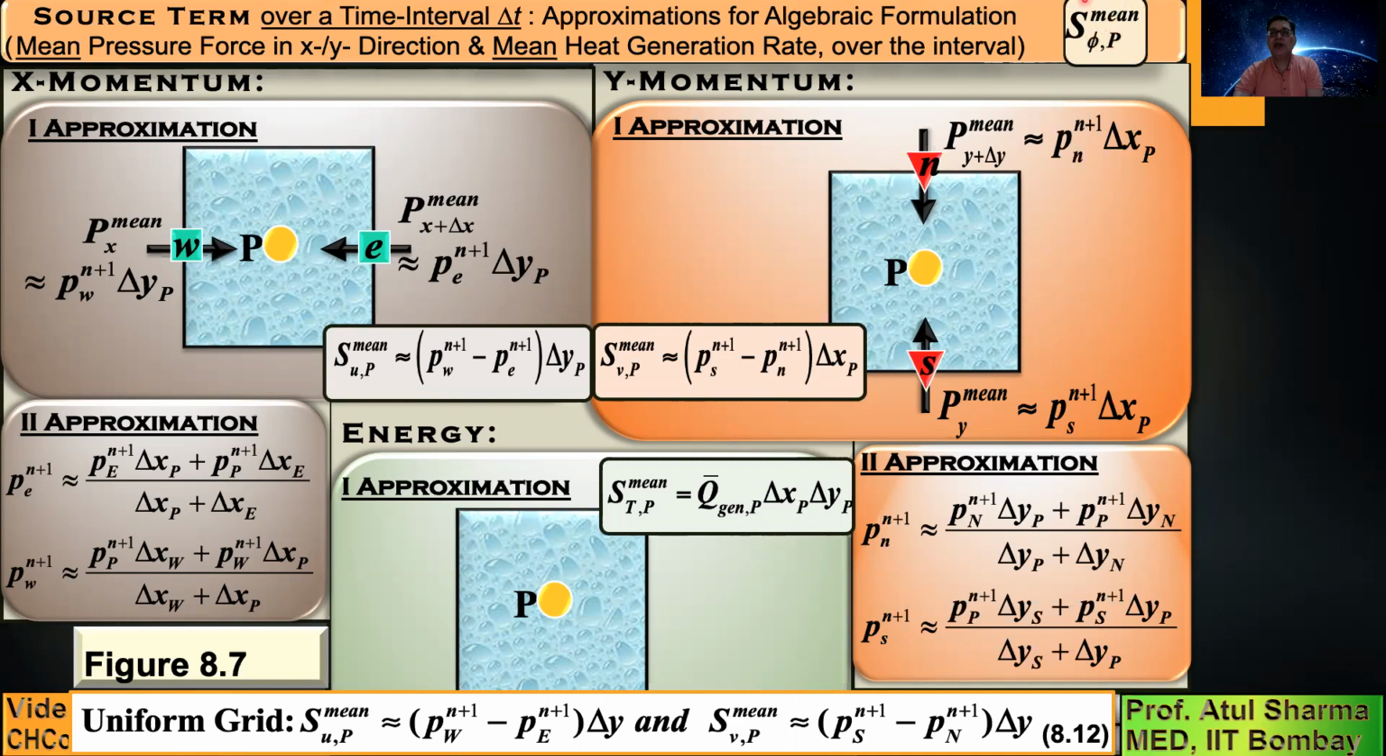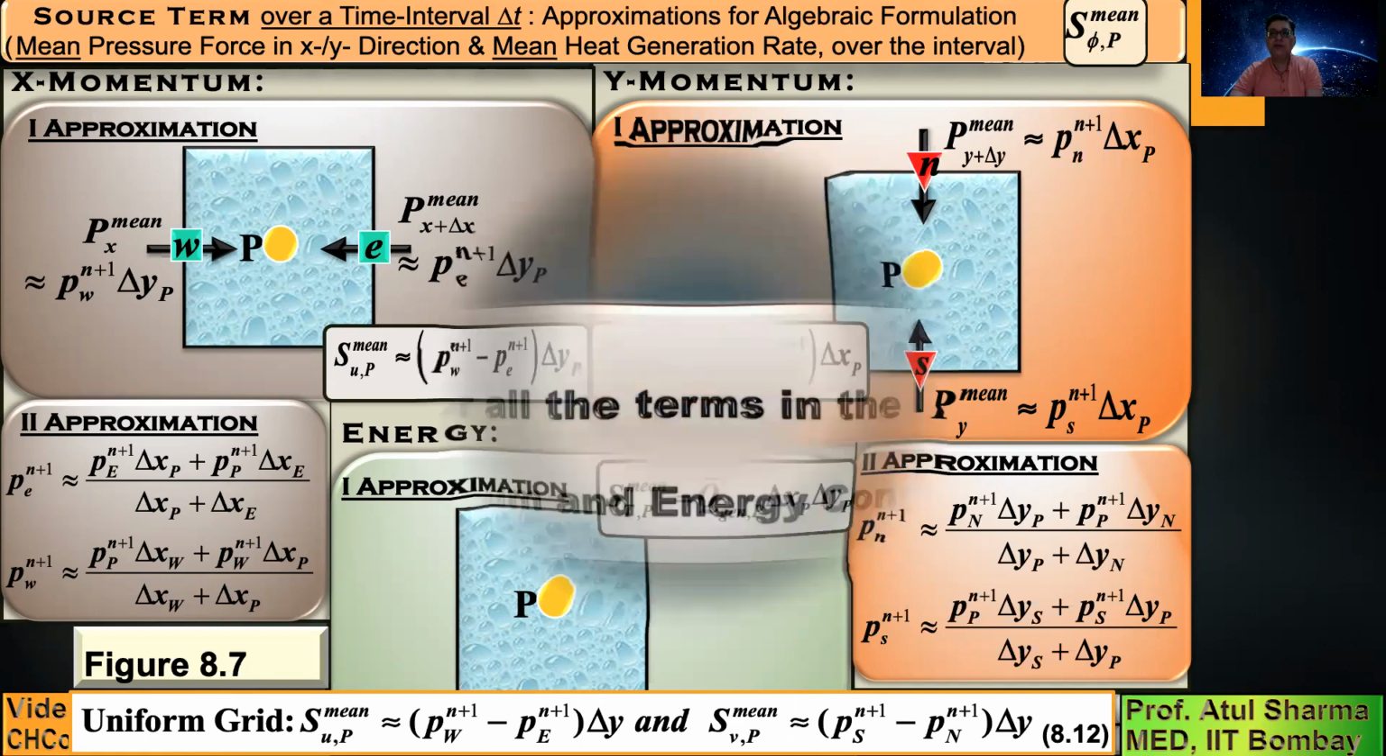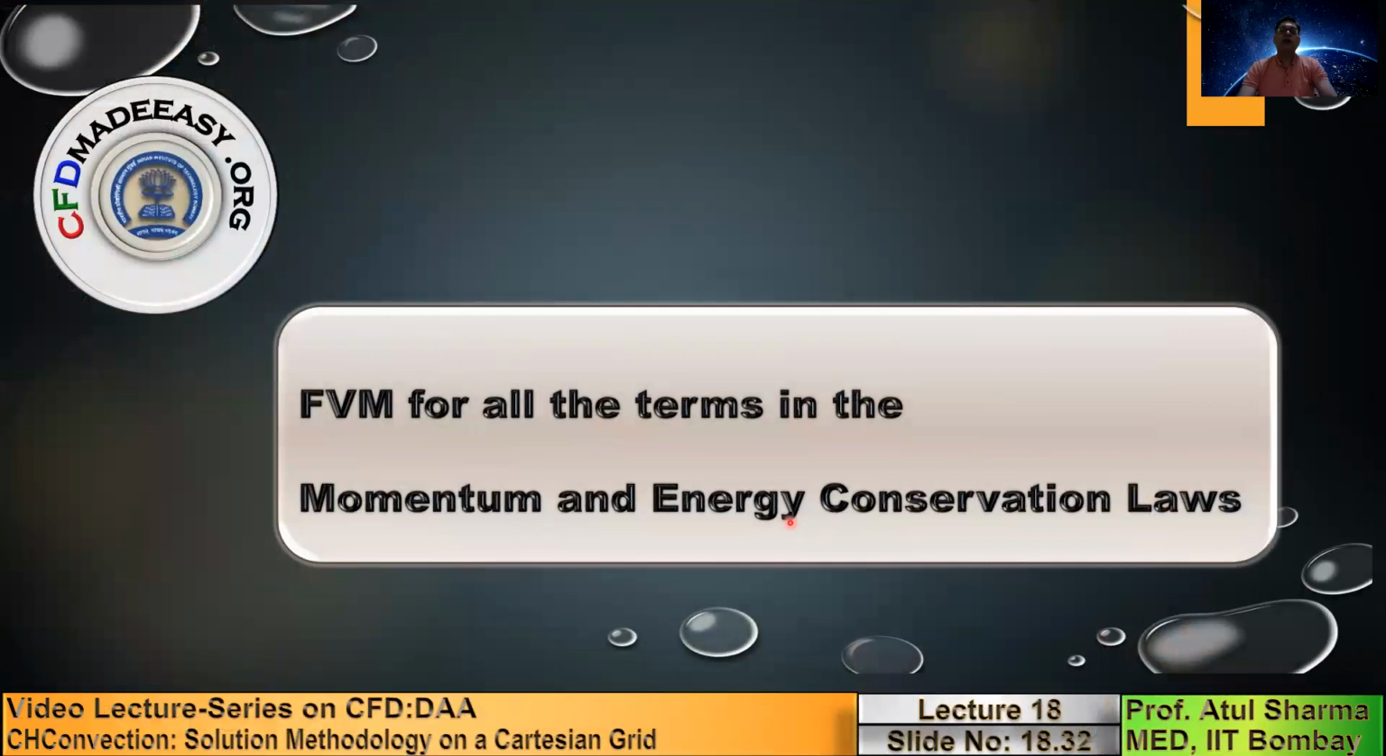So this is the source term, where phi is equal to u, it gives you this expression. If it is v, it is this, and if it is T, it is this. So I had shown you all the terms for the momentum and energy equations, starting with unsteady, then moving on to advection, diffusion, and finally the source term. So here I'll show you all the terms for the x momentum, y momentum, and energy conservation laws.